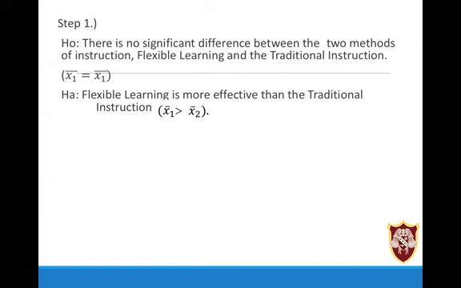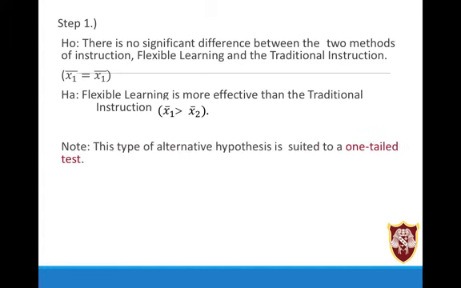So the first sample, the first one, flexible learning is more effective than the traditional instruction. So the difference between the two average scores are not the same, no? So the first one is greater than the second. So this type of alternative hypothesis is suited to a one-tailed test. So how do we determine whether the test is one-tailed or two-tailed? That depends on how you formulate your alternative hypothesis.